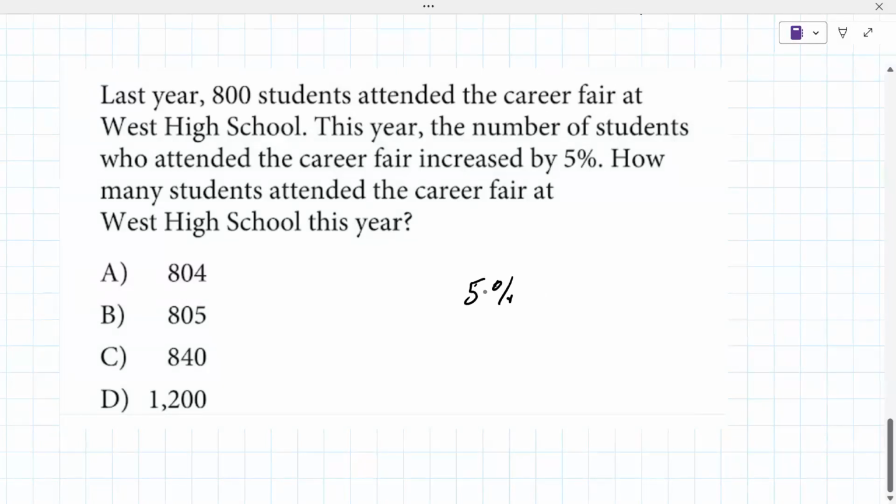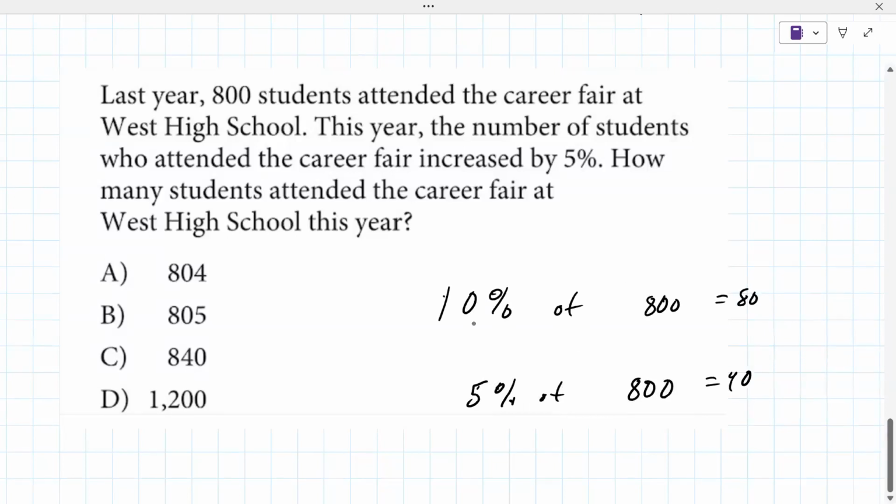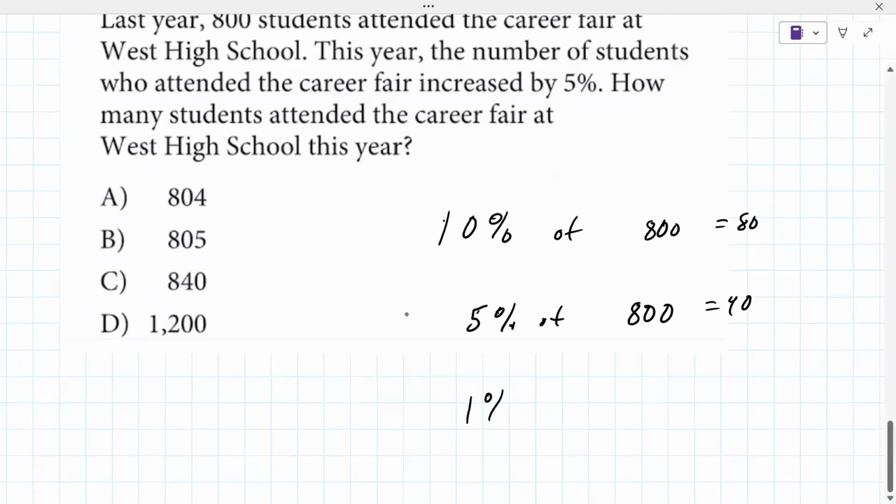So 5% of 800 may be a tough thing to do by hand. Did you use a calculator or did you do it by hand? I did it by hand. Okay. 10% of 800 is 80, so 5% of 800 would be 40 because you're cutting it in half. You have to be careful not to just add the number, but that's very good. Now, what would 1% of 800 be?